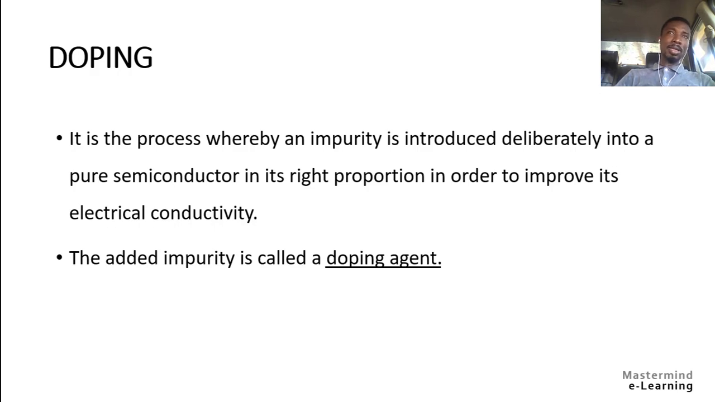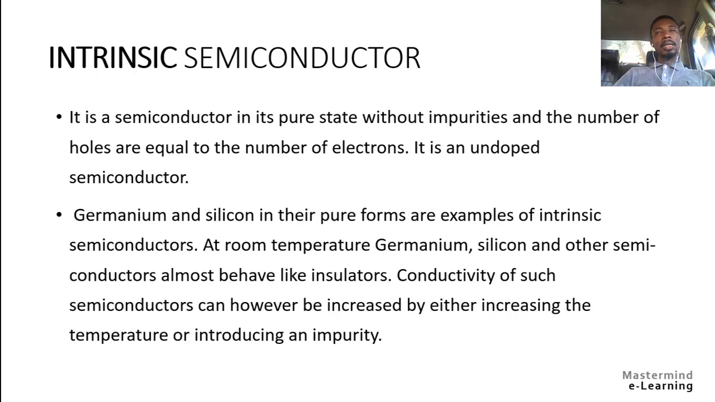So if I have, let's say, a germanium piece and then I add, for example, arsenic to it, the arsenic is the impurity and the germanium is the original material. The added impurity is called a doping agent. So if I had germanium and I added arsenic, arsenic will be the doping agent. There are two types of semiconductors. We have the intrinsic semiconductor and the extrinsic semiconductor.